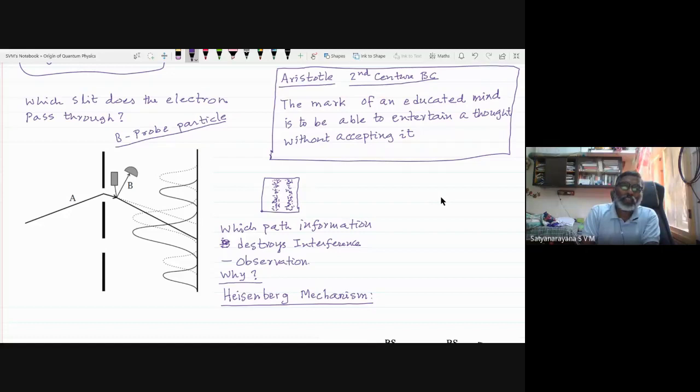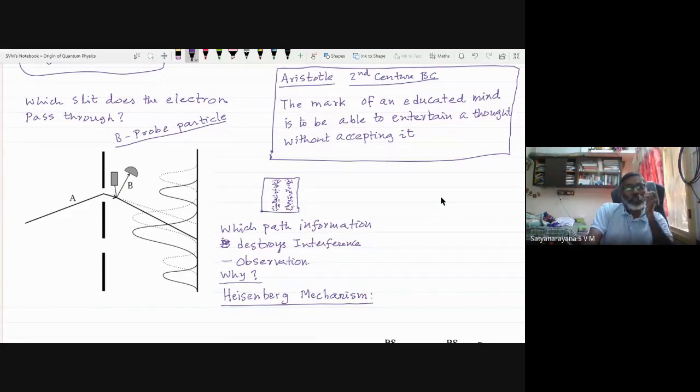It will be any direction in 360 degrees, in 2 pi radians, any direction it can come. We will not be able to predict in which direction it will come. So you may send this probe particle B along the same direction always, but the scattered particle will be distributed in all possible directions.